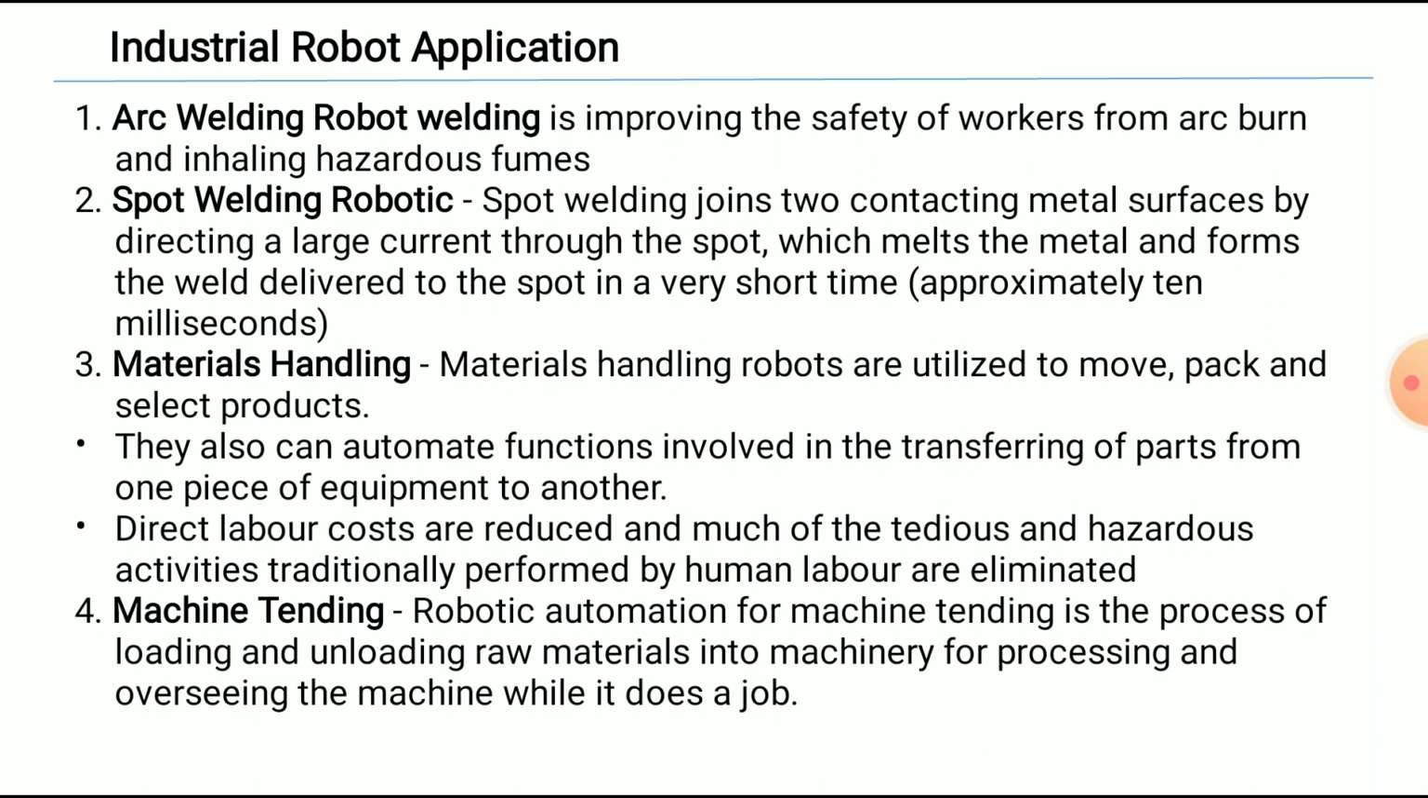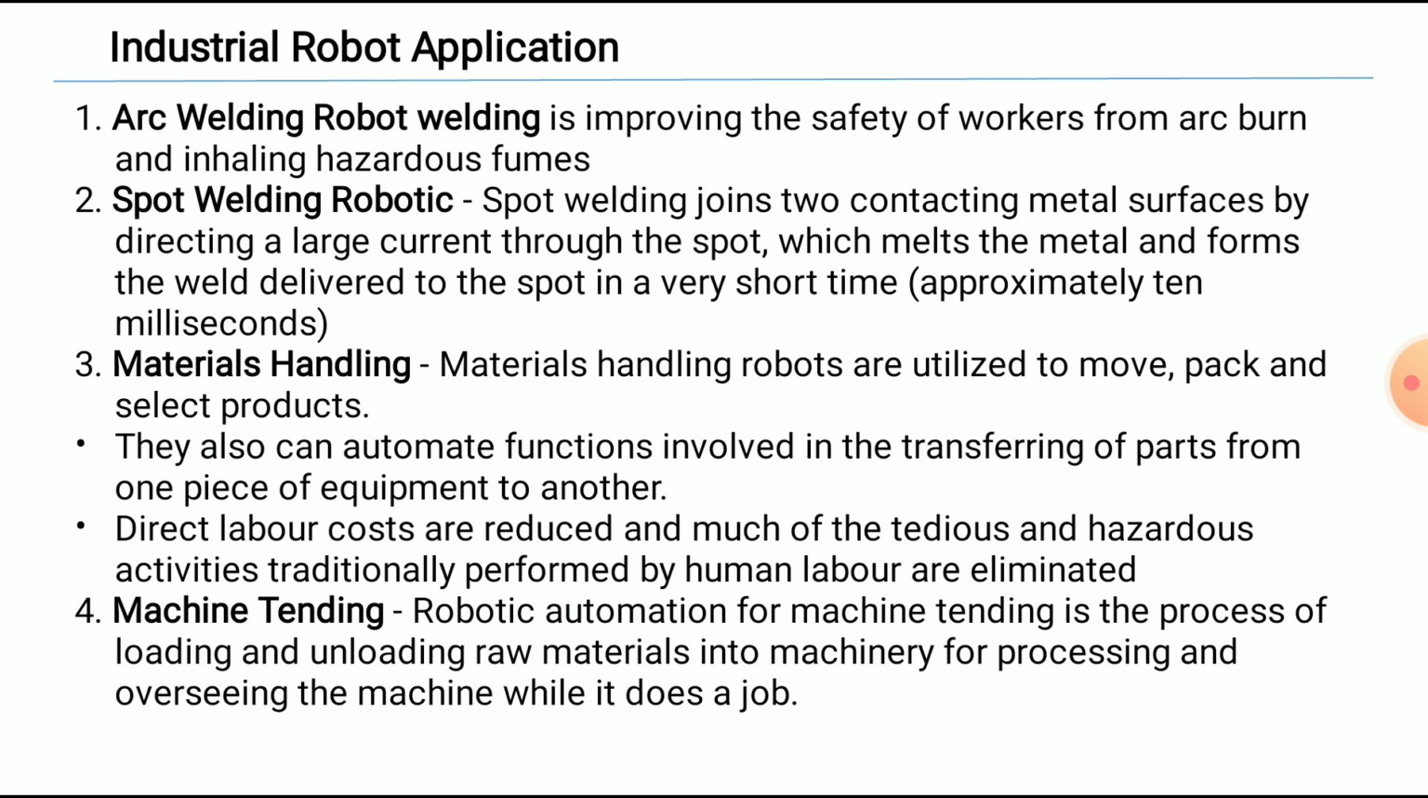In this, robotic spot welding joins two contacting metal surfaces by directing a large current through the spot, which melts the metal and forms the weld, and that is delivered to the spot in a very short period of time. Third, material handling.